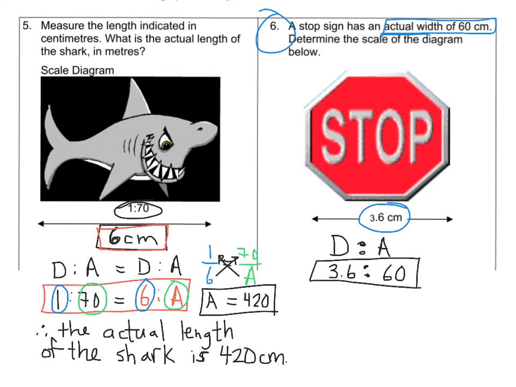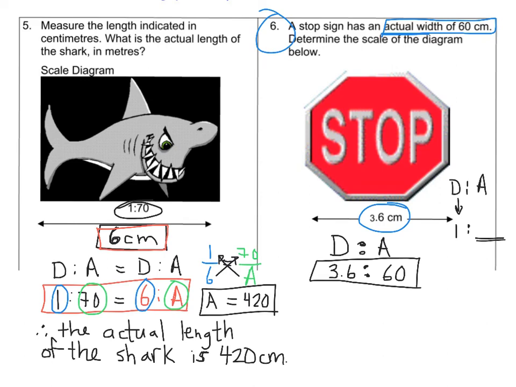However, we have to bring this down to a unit rate. Remember, whenever we have a scale, a diagram to actual, we always want the number in the diagram to be 1, and then we figure out the actual.